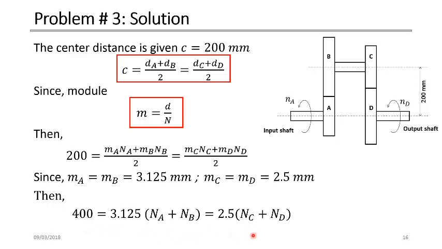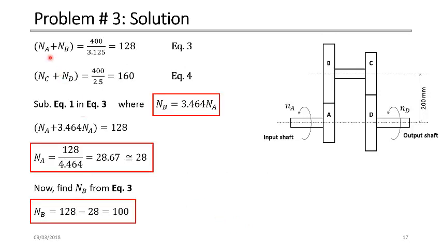Eventually, these are two equations, not only one equation, because if you take the 400 with this part in the middle, this is one equation, and if you take the 400 with this part, you have another equation. So I have two equations here. The first equation is going to be NA plus NB is equal to 400 divided by this number, which is the module MA or MB, 3.125. If you divide these numbers, you will get 128. This is equation 3. Then for the second equation, NC plus ND is equal to 400 divided by 2.5, which is 160. This is equation number 4.